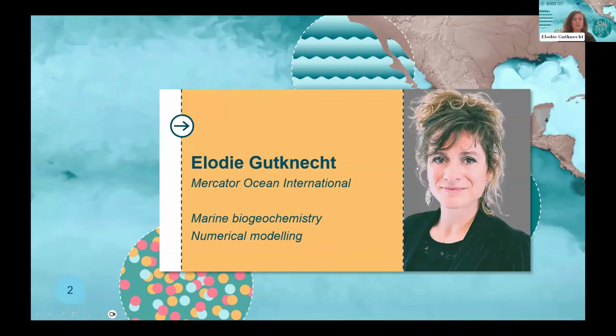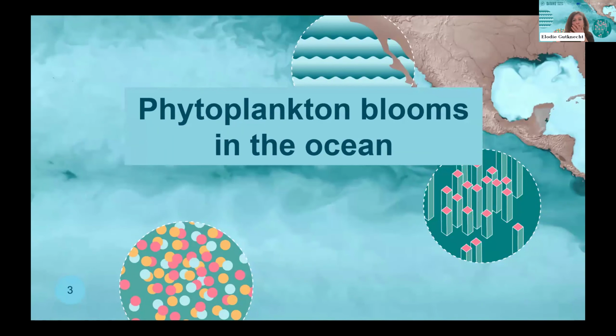Okay, so hello everyone. Today I'm going to talk to you about phytoplankton and phytoplankton blooms in the ocean. A bloom is a rapid and intense increase of phytoplankton. They are really important for the global carbon cycle, climate regulation, marine food web, and global fisheries. And these blooms can be observed using the Copernicus Marine data.